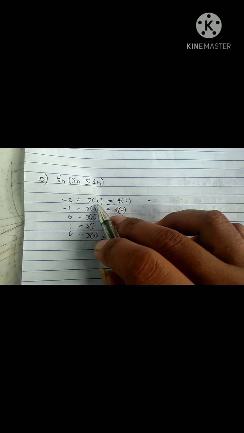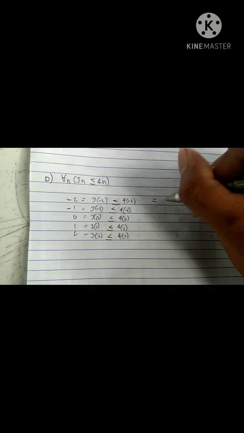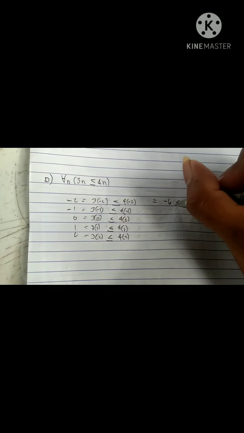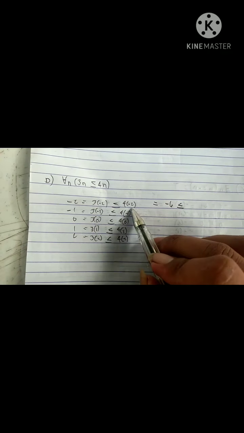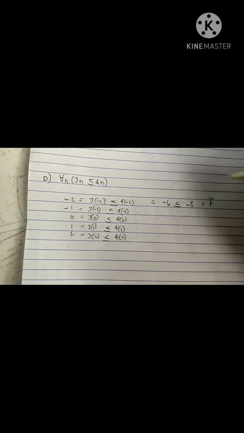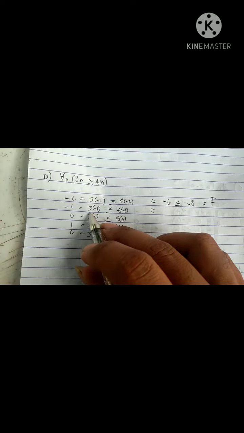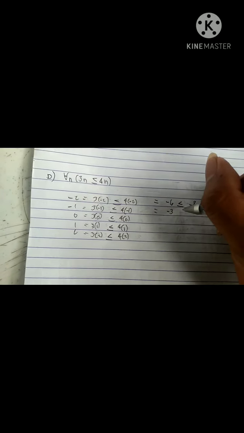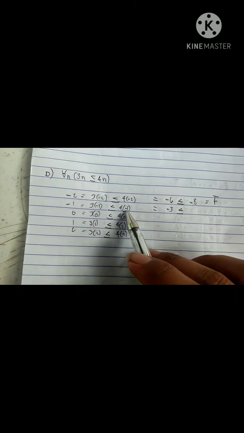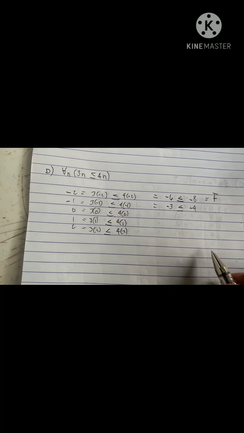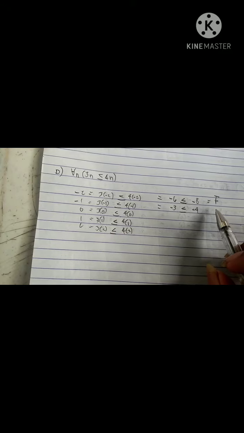3 times negative 2 is negative 6, is less than or equal to 4 times negative 2 is negative 8. So therefore, negative 6 is less than or equal to negative 8. So it is false. Next, 3 times negative 1 is negative 3, is less than or equal to 4 times negative 1 is negative 4. So it is false.